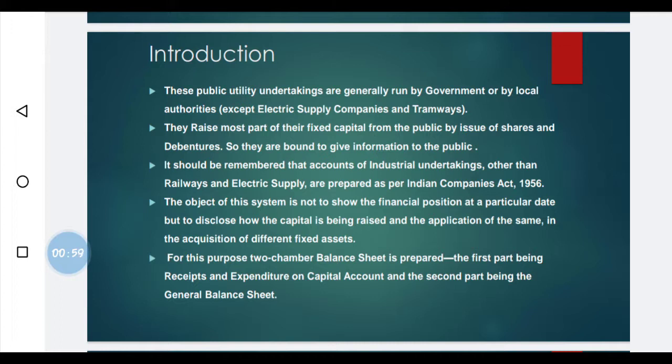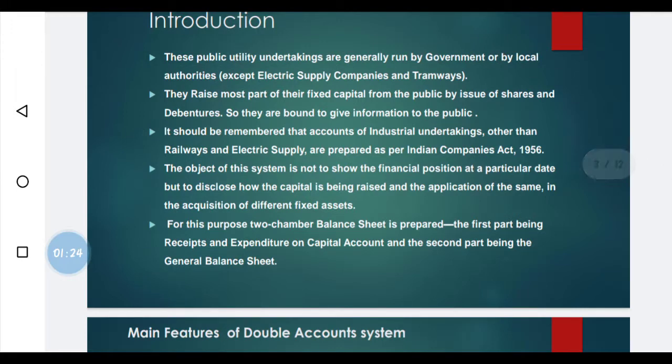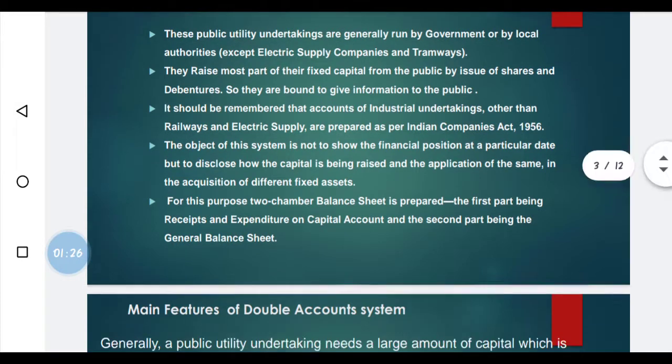The main object of double account system is not to show the financial position on a particular date, but to show how capital is being raised and how it is applied in purchase of fixed assets. For this purpose, two-chamber balance sheet is prepared. First part is capital receipts and capital expenditure, and second part is general balance sheet.